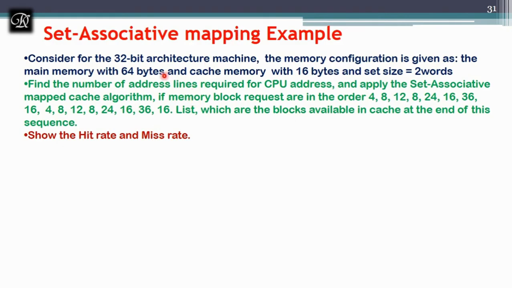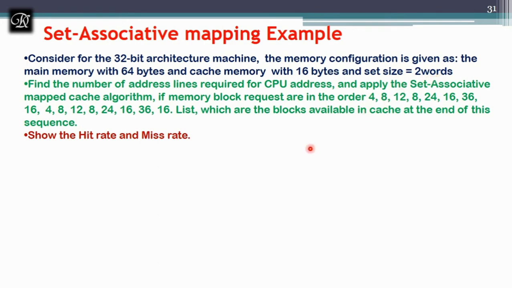So here the same 32-bit architecture machine is used with 64 bytes of memory and 16 bytes of cache, and the set size is mandatory. You should know the set size when you are applying set associative mapping. The set size is 2 words. It means 2 words is equal to 1 set.